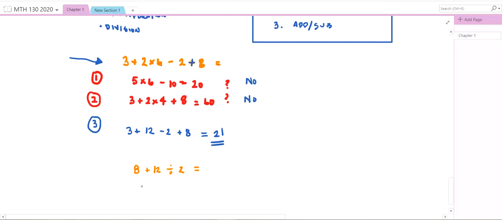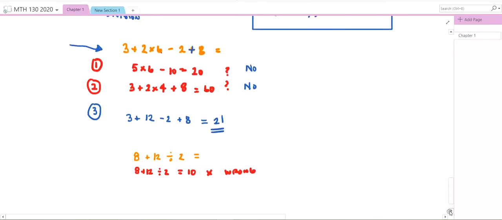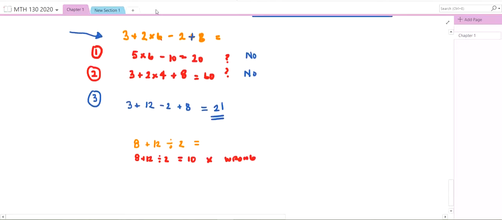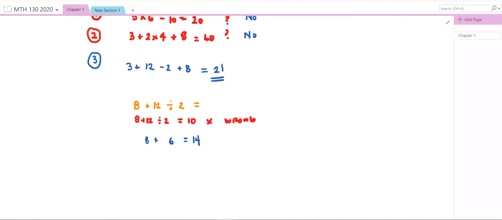So we'll do it in red. 8 plus 12 divided by 2. Let's say that's 20 divided by 2 equals 10. Well, that's wrong. The way that this problem is supposed to be solved is we need to do division first. So 12 divided by 2 is 6. And then we add that to 8. And the correct answer is 14.